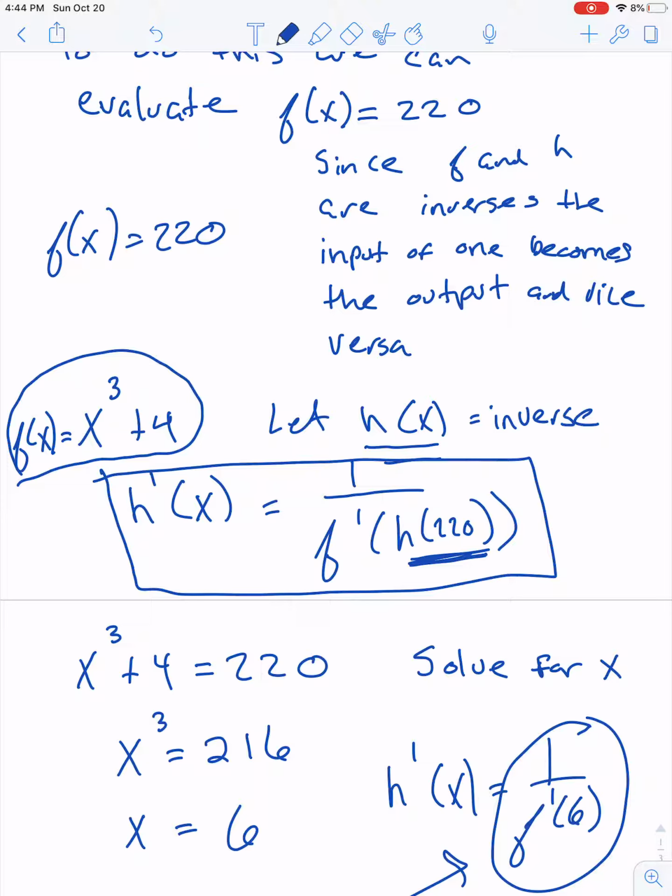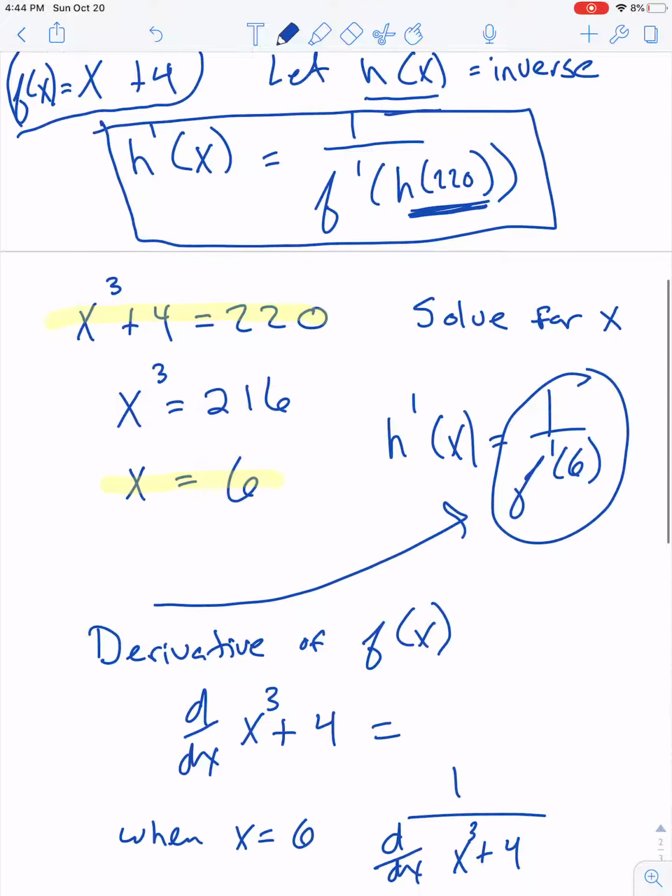So to do that, we're going to set x cubed plus 4 equal to 220 and solve the equation. So we have x cubed plus 4 equal to 220. When we solve that using our algebraic properties, we get that x is equal to 6. So at this point, we are now ready to use our formula here, but we know that h of 220 is equal to 6.